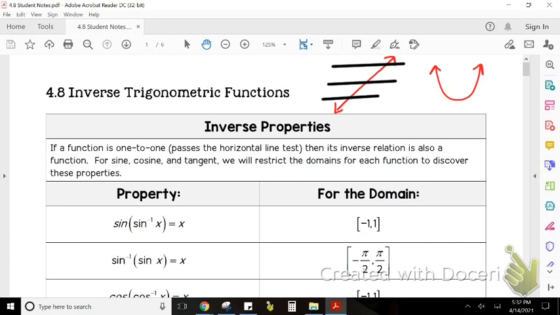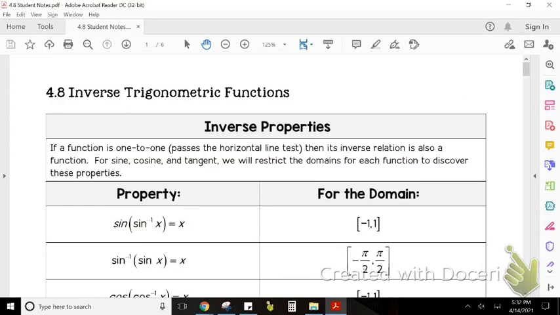But we said if we took, like at its vertex here, we restrict the domain, so we say, let's only look at it from where x is greater than or equal to 0, then this piece of it is one-to-one, and therefore that piece would have had an inverse that was a function.